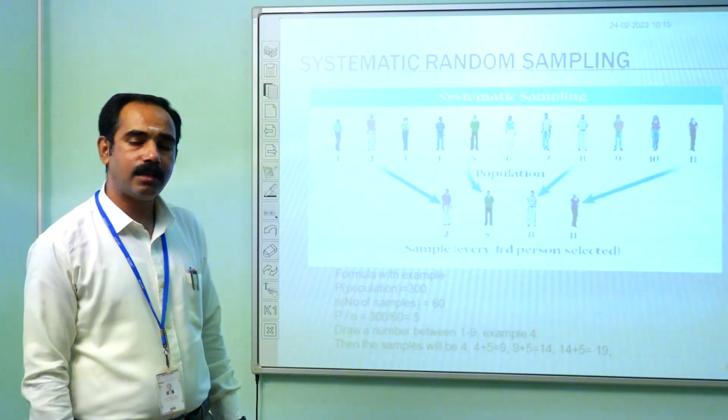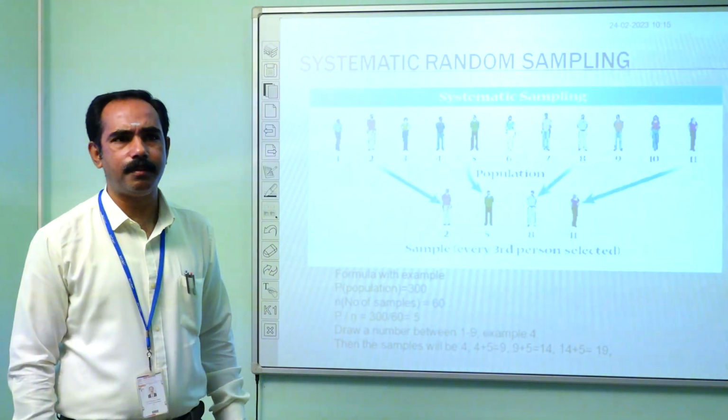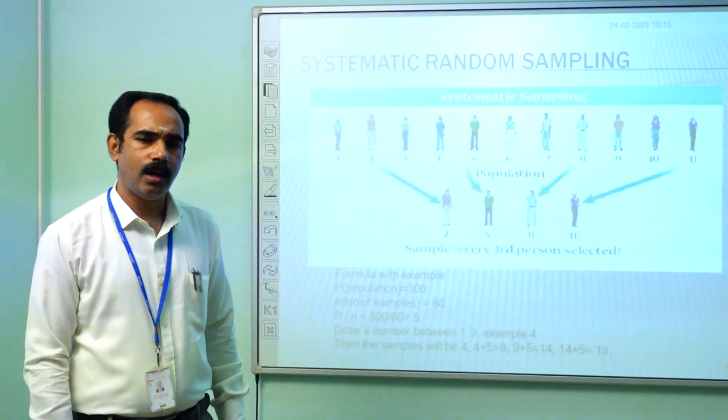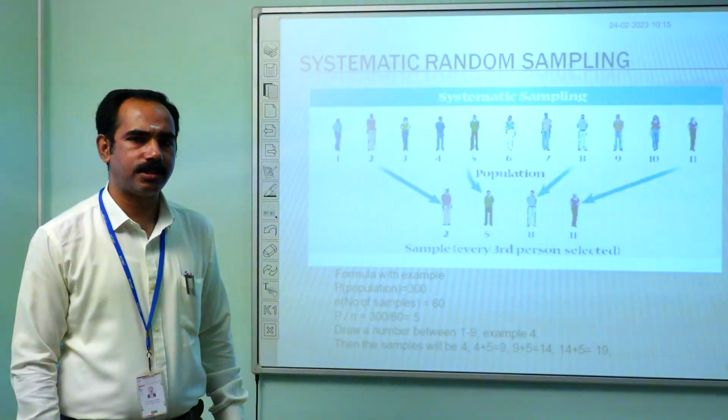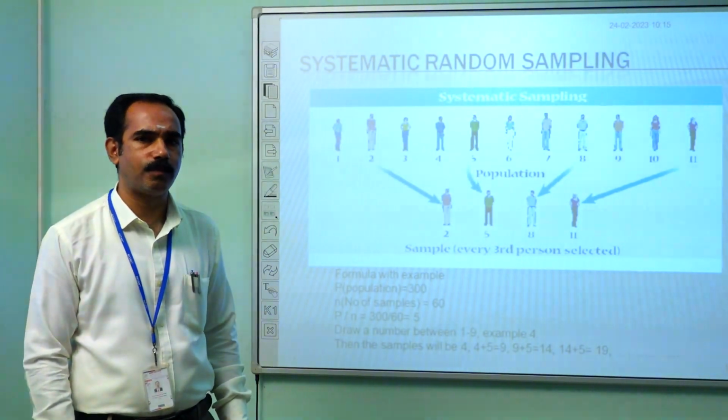And systematic random sampling. Normally, we use simple random sampling for a small population size, when the population size is small.